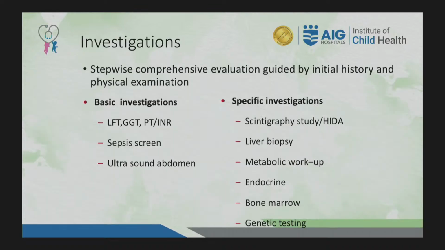How to approach a child? If the child presents with persistent cholestasis for more than 2 weeks, usually we need to do basic investigations like LFT, GGT, PT, INR, septic screen, and ultrasound abdomen. If the septic screen is positive, like urine or blood culture, treat accordingly. As per the specific history and examination findings, we can do specific tests like HIDA, liver biopsy, metabolic workup, endocrine causes, bone marrow, and genetic testing.